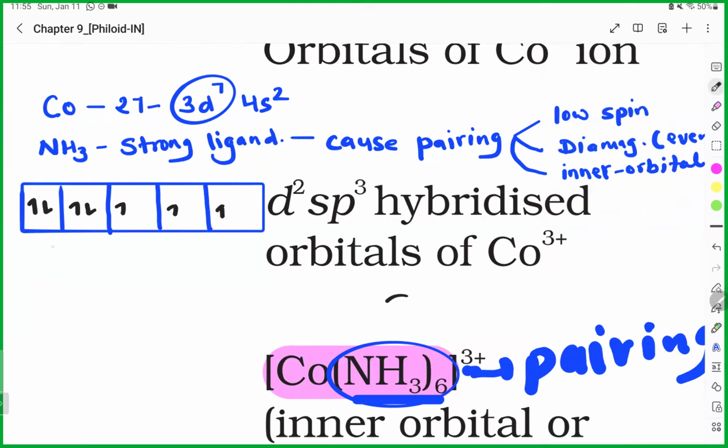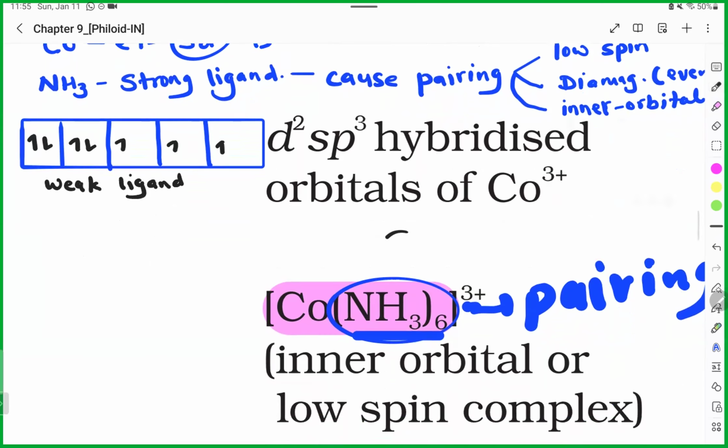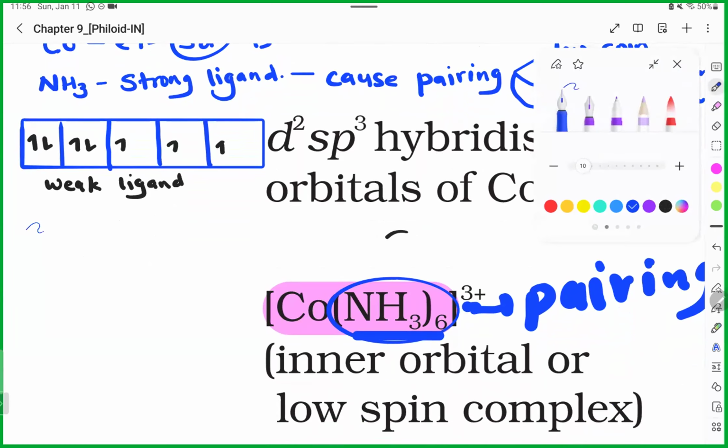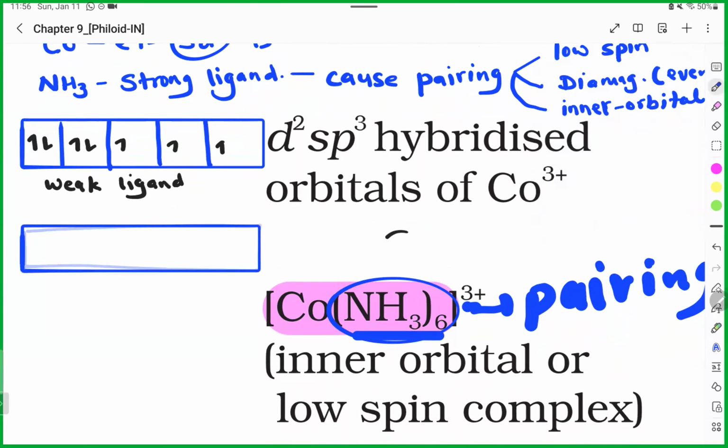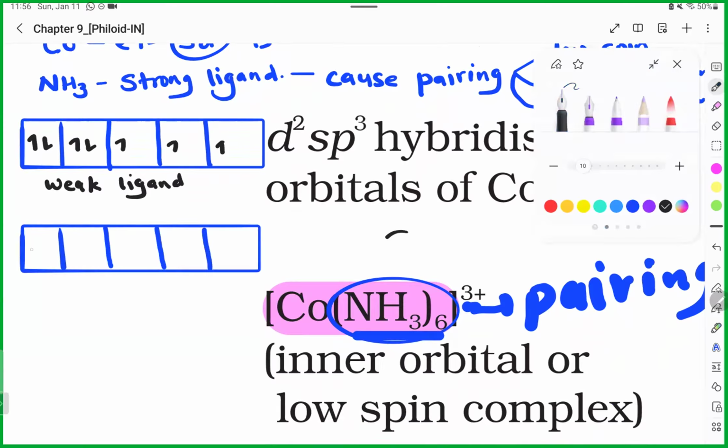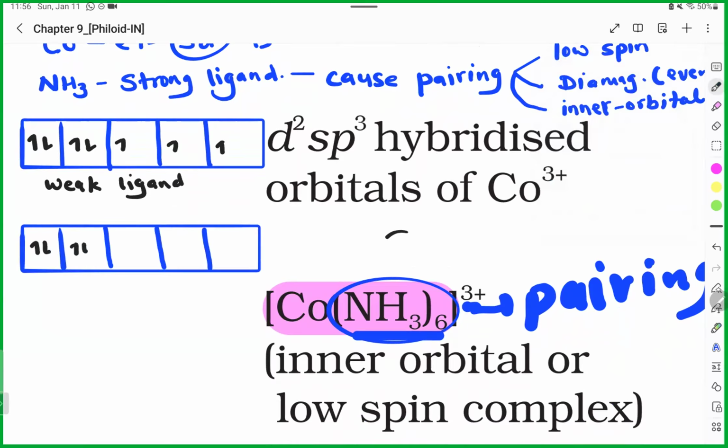What will happen if you have a weak ligand? It will remain the same. But if you have a strong ligand, all these electrons will start pairing. One, two, three, four, five. So what will happen? It will cause pairing. Directly you can write total 7. So what is happening in this situation? If you have 7 electrons, pairing happened because of the strong ligand.